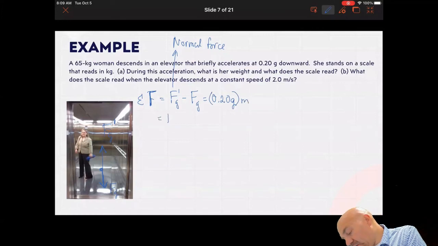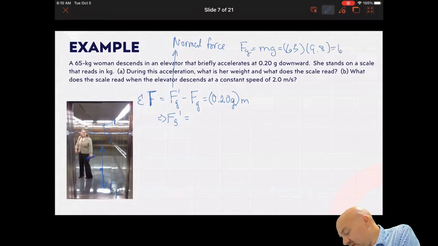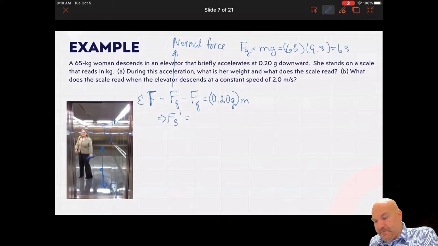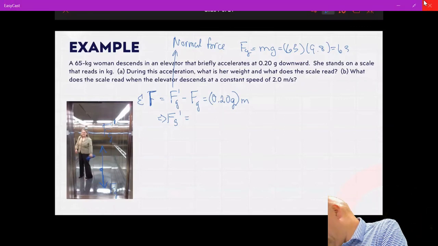So we're looking for Fg prime. So again, her weight is just going to be simply 65 times 9.8. So mg is 65 times 9.8. It's the first part of our question, and that's going to be a value of 637 newtons.